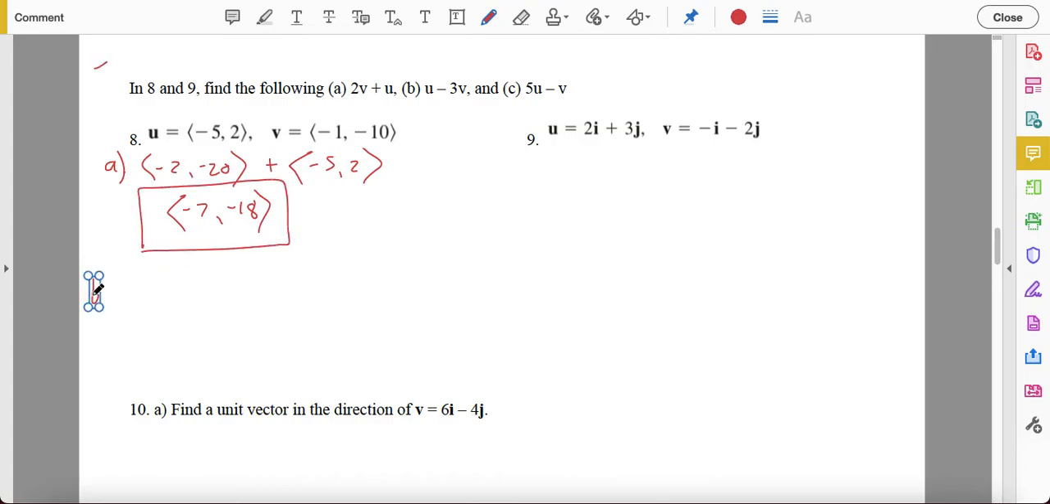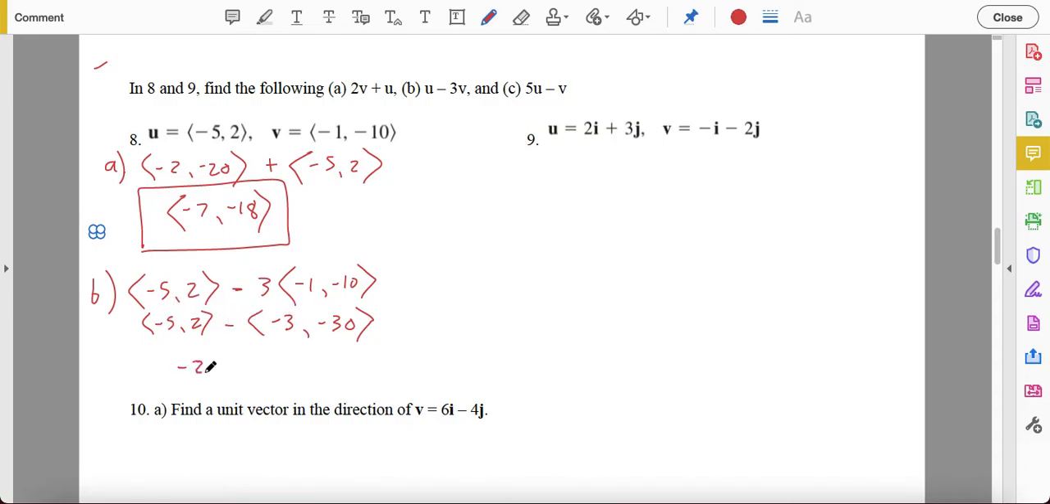All right, for part B, we're doing u minus 3v. So we're taking vector u, which is -5, 2 in component form, and we are subtracting 3 times vector v, which is -1, -10. So we've got -5, 2, minus, we just distribute, -3, -30. And now we can actually perform this. -5 minus -3 is -5 plus 3, that's -2. And then 2 minus -30, it's 2 plus 30, which is 32.